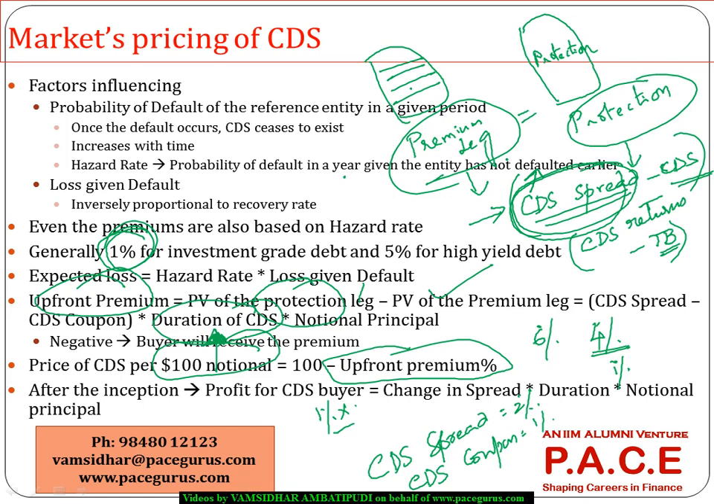So it would be a profit to the buyer, because the CDS buyer is anyhow bearish on the credit or the financial situation of the reference entity. So if the credit spread is increasing, the CDS buyer will receive a benefit. If the credit spread is decreasing, the CDS seller will receive the benefit. This is what typically goes as a part of the market pricing of credit default swaps.